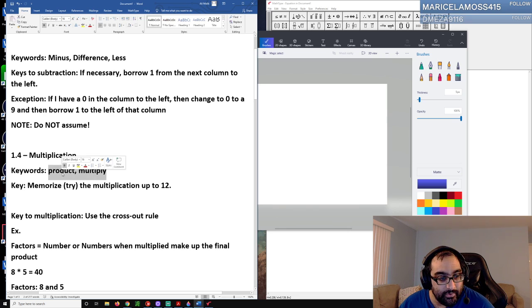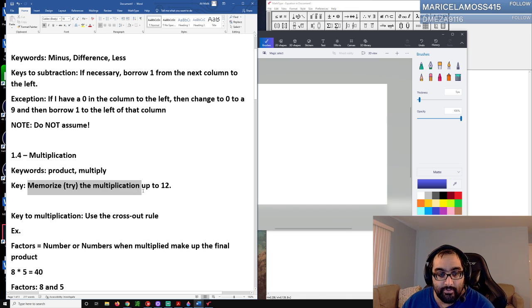So we have product and multiply. No problem there. Now, what's the key to doing multiplication? The key, as I wrote out, is to try to memorize the multiplication table up to 12. I don't say it will happen, but try and memorize the multiplication table up to 12.